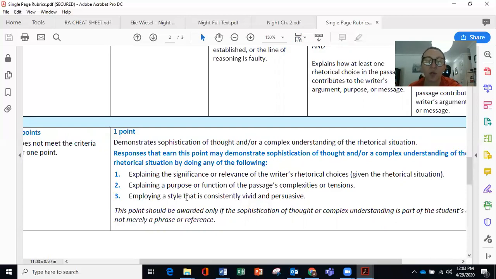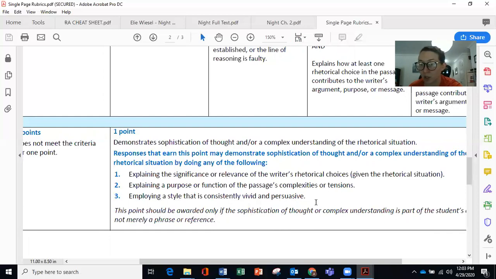But the last way is something that all of you can do all of the time, and that is to employ a style that is consistently vivid and persuasive. We did some exercises last semester about how to mix up your writing style. We talked about mixing up your diction, your syntax, and your punctuation, and writing that is fun for readers to read. They're going to read a lot of essays, and if you have a style that is more unique and fun, they're going to want to give you that point.